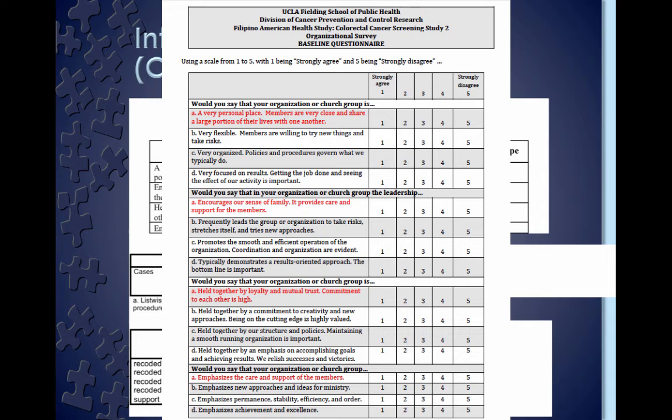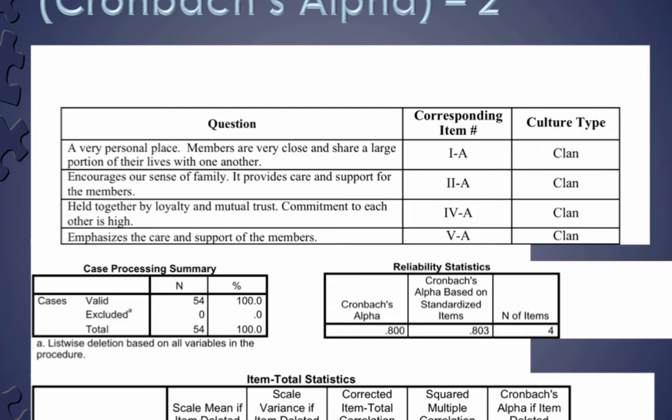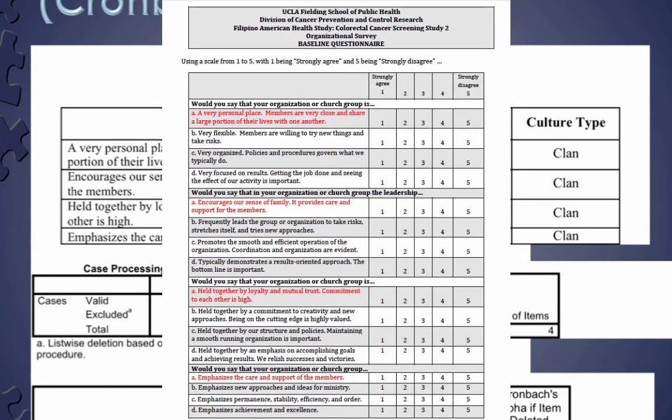We have 16 different items. All of these items measured different types of things. Here in red, all of these items measure clan. So: very personal place, encourages sense of family, held together by loyalty and trust, care and support. If you look at the full page questionnaire, you'll see that in red, all four of these items, if we looked at the answers for all four, measure the clan of the organization.